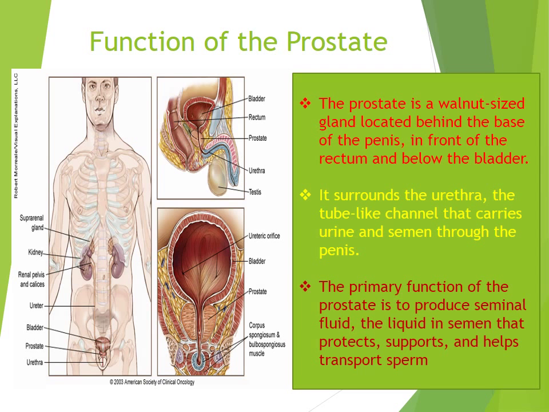Functions of the prostate. The prostate is a walnut-sized gland located behind the base of the penis, in front of the rectum and below the bladder. It surrounds the urethra, the tube-like channel that carries urine and semen through the penis. The primary function of the prostate is to produce seminal fluid, the liquid in semen that protects, supports, and helps transport sperm. In this picture, you can see the prostate that is normal in size and the urethra is normal.